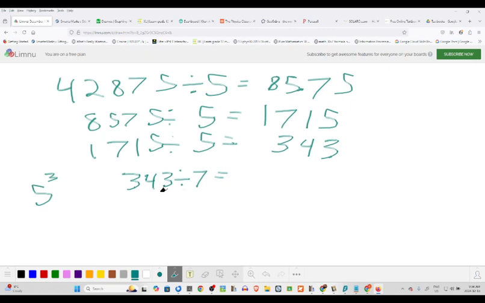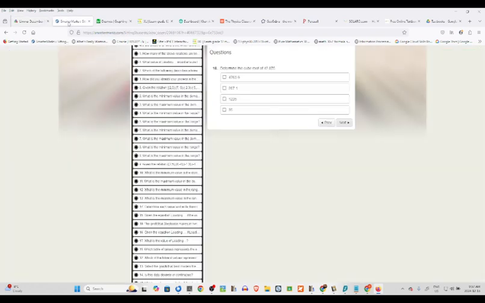343 times 7. Well, 7 goes into 34 4 times, leaving us with 63 remainder. 7 goes into 63 9 times. And 49 is 7 squared. So that's 1, 2, 3 factors of 7. So this number is 5 cubed times 7 cubed, which means the cube root is 5 times 7.